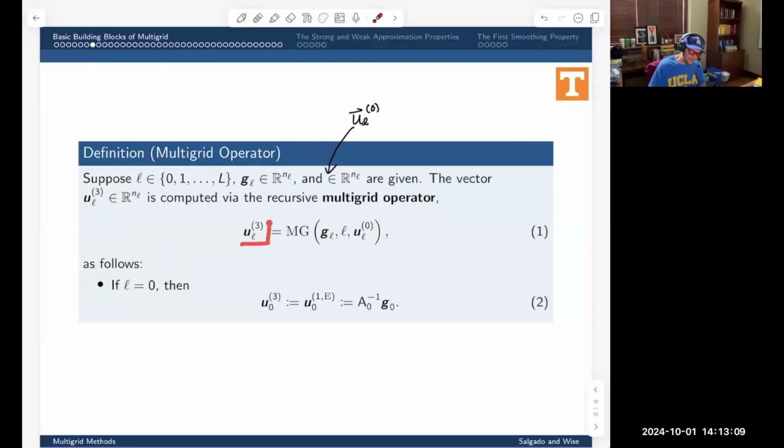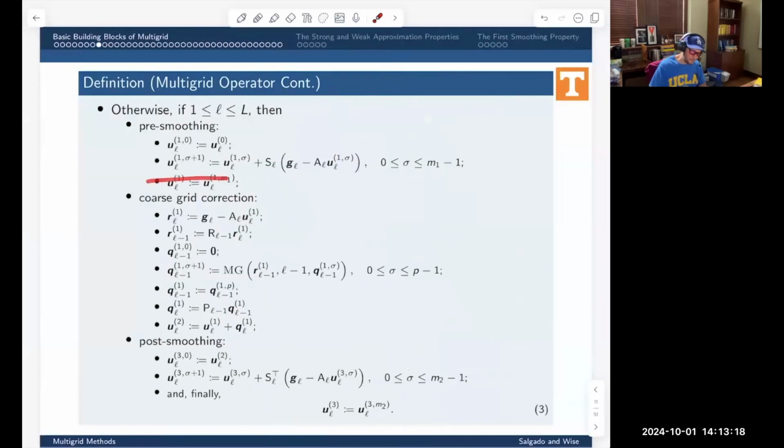All right, so you see how it goes through, starting with some initial guess. It's going to go through three stages. As long as you're not at the coarsest level, you do pre-smoothing, a coarse grid correction where the magic happens, add that coarse grid correction, then finally smooth. And that is the multigrid operator.